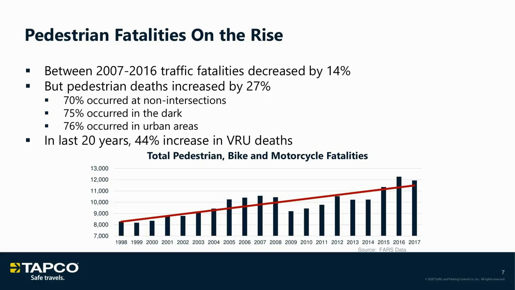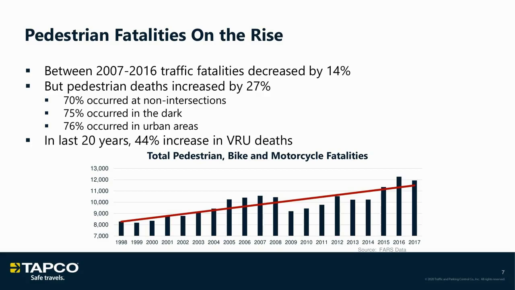You can see 70% occurred at non-intersections, which would be like a mid-block crosswalk. Another 75% occurred during dark hours, especially here in the throes of winter. It's a little bit less light during the day, and we get longer periods of darkness. And of course, 76% occurred in urban areas.